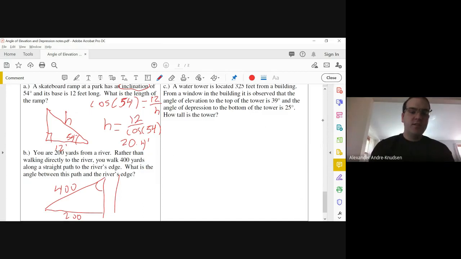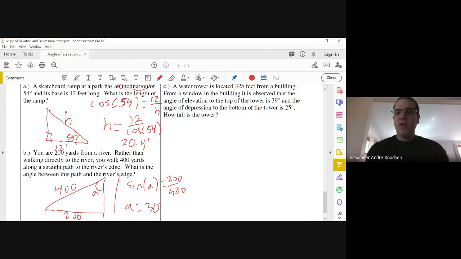Let's just call this angle A. We've got the opposite and the hypotenuse. So we've got the sine of A equals 200 over 400, opposite over hypotenuse. We're going to have to do the inverse sine here. And you're going to get A equals 30 degrees.